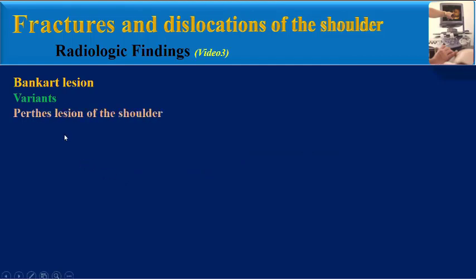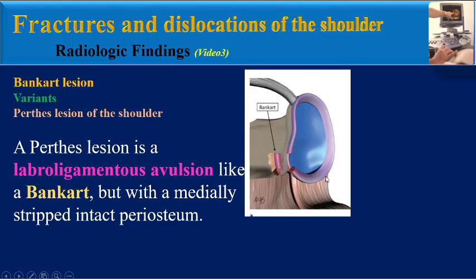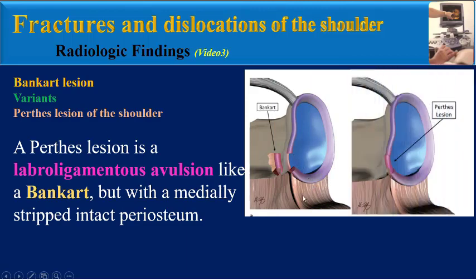The first one, Perthes lesion. A Perthes lesion is a labral ligamentous avulsion like a Bankart, but with a medially stripped intact periosteum. This image shows a Bankart lesion with periosteal disruption and detachment of the anteroinferior labral fragment. And this image is a Perthes lesion which shows minimal periosteal stripping with non-displaced detachment of the labral fragment.